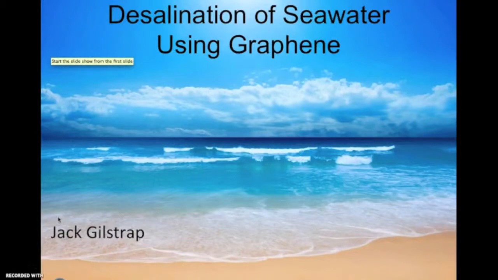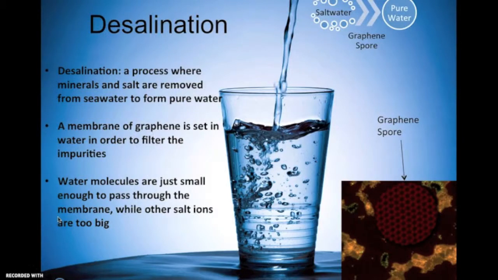Desalination of seawater using graphene. Desalination is a process where minerals and salts are removed from seawater to form pure water. In recent technology, scientists have developed a membrane called graphene that is set in water, which is put under pressure in order to filter the impurities.